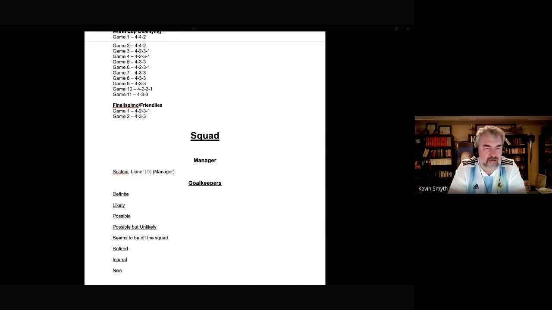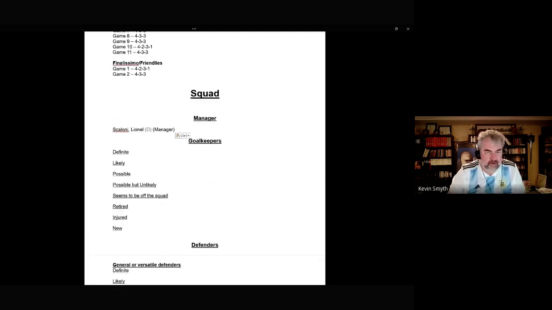As far as a manager goes, he has taken Argentina through the 2019 and the 2021 Copa Americas. All right, so Lionel Scaloni, manager of Argentina.